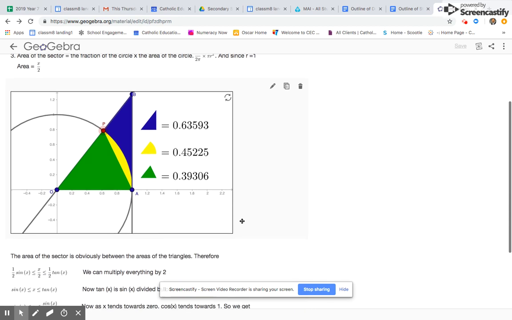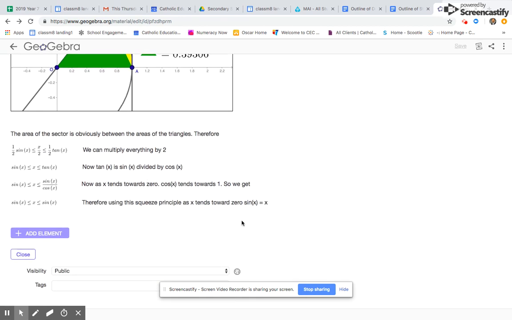So now we'll look at our limits a bit down here. The area of the sector is obviously between the two. So we know that a half sine x is smaller than x over 2, which is smaller than a half of tan x. So obviously we can multiply everything by 2 and we get sine x is less than or equal to x is less than or equal to tan x.